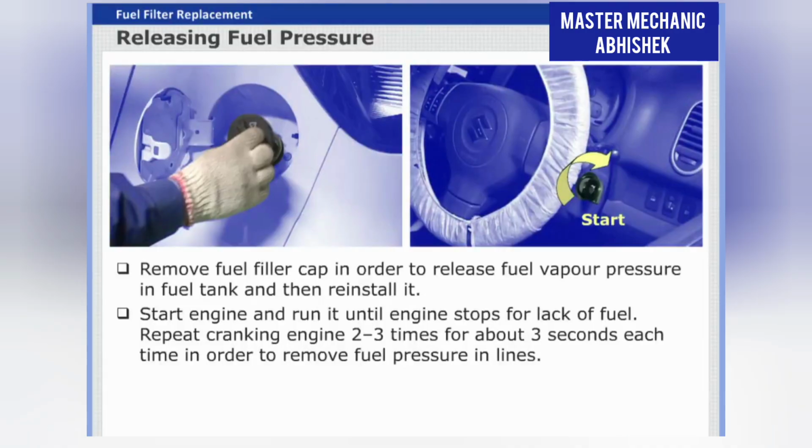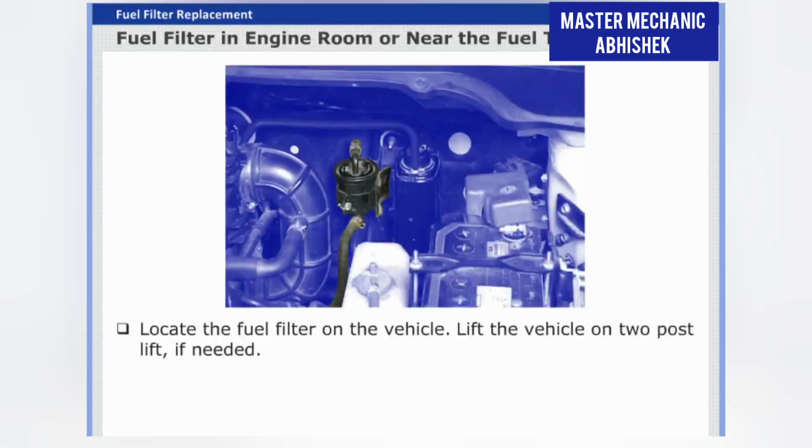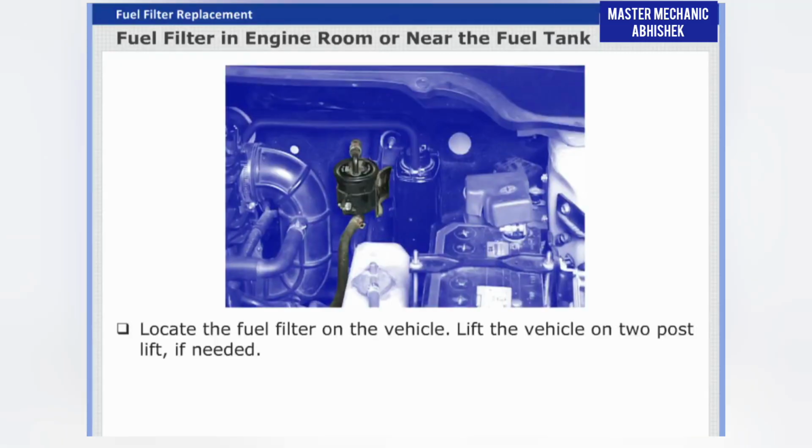Repeat cranking engine 2 to 3 times for about 3 seconds each time in order to remove fuel pressure in lines. Remove the battery negative terminal. Fuel filter in engine room or near the fuel tank. Locate the fuel filter on the vehicle.